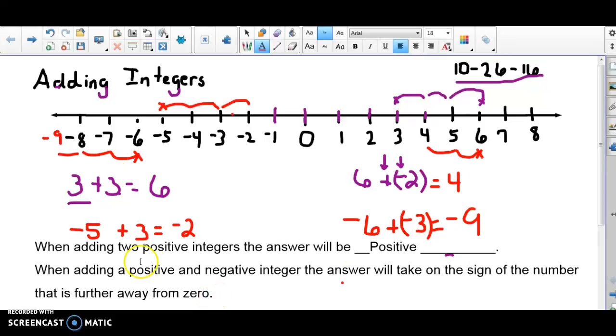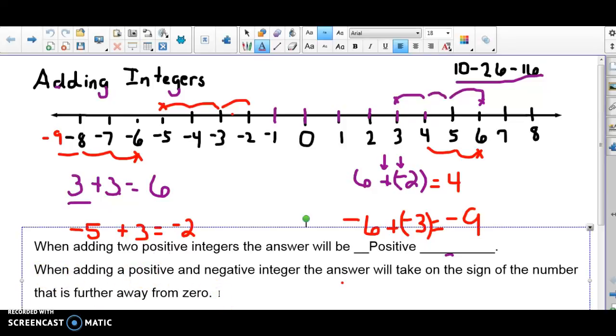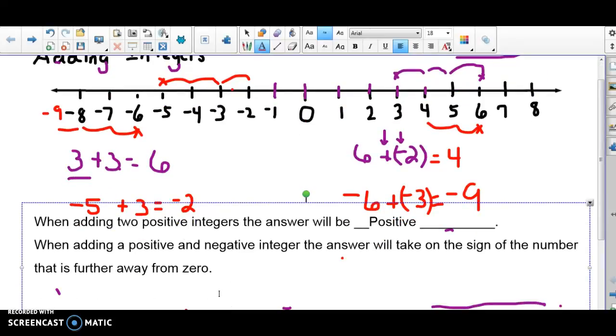So we talked about when we're adding two positive integers. That one's pretty simple. We learned that a while ago. Then we talked about when adding a positive and a negative. How about when we're adding two negatives? So when adding two negative integers, the answer will be, dun, dun, dun, dun, it's going to be negative.